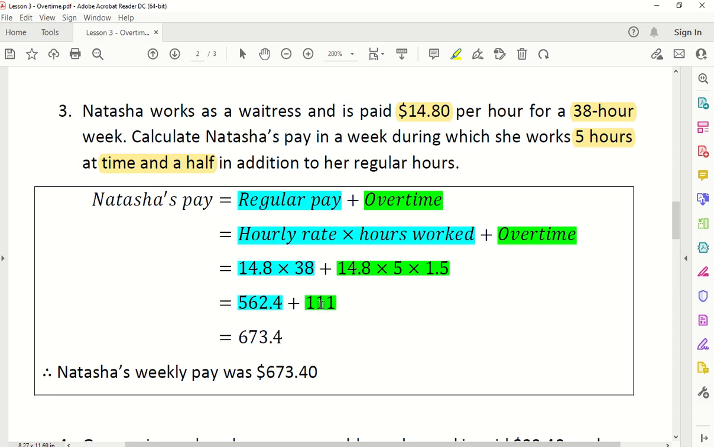I've color-coded it here, so hopefully that makes it pretty easy to follow where all this is coming from. Anyway, I finish my operation there, and I get an answer. Natasha's weekly pay was $673.40. And to me, that seems reasonable for a week's worth of work.